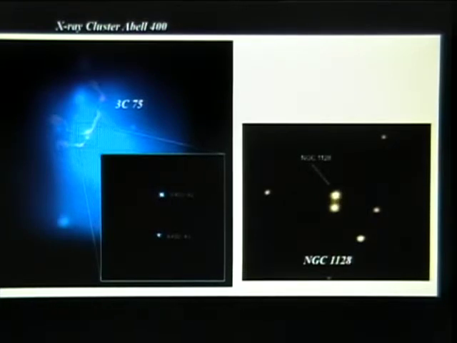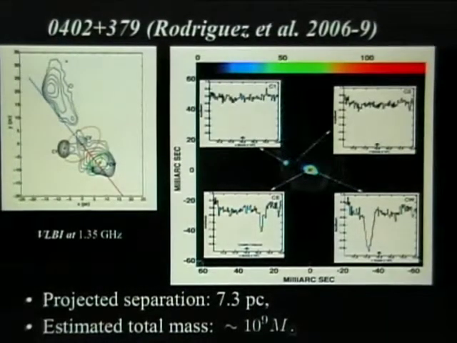And we can see binary black hole systems also in the radio. Here is an example where there are radio jets, and there are two possible centers for the radio emission and the origin of these jets. And this is the tightest binary black hole system, that has a projected separation of only 7 parsecs and an estimated total mass of 1 billion solar masses, observed in the radio at 1.35 gigahertz with very long baseline interferometry.